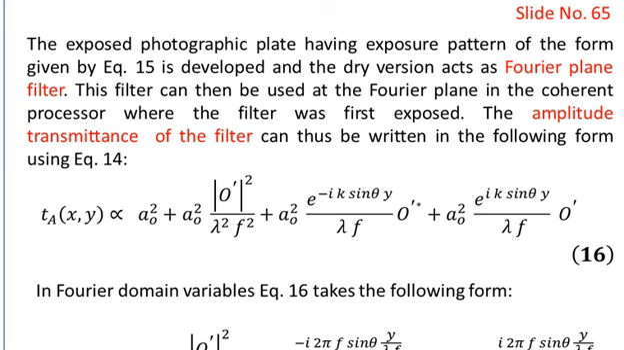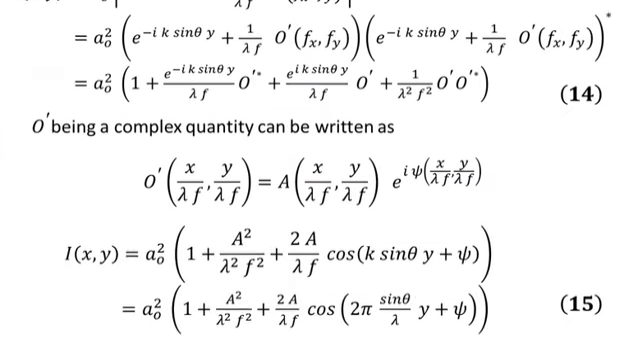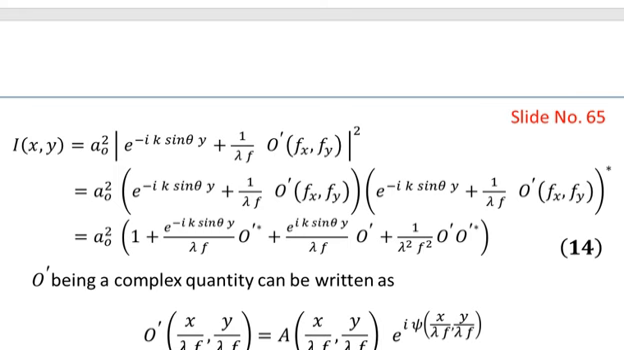So we have T with a subscript A. A stands for amplitude, and T for the transmittance. So TA, the amplitude transmittance as a function of xy, is proportional to these quantities from equation number 14: a naught square plus a naught square, and over here we have the absolute square of O prime over λ square plus f square. Then we have a naught square into e to the power minus iota k sine θ into y over λf, times O prime conjugate, plus a naught square e to the power iota k sine θ into y over λf multiplied by O prime. So this is equation number 16, written from equation number 14.